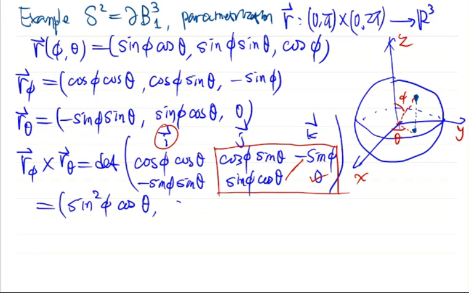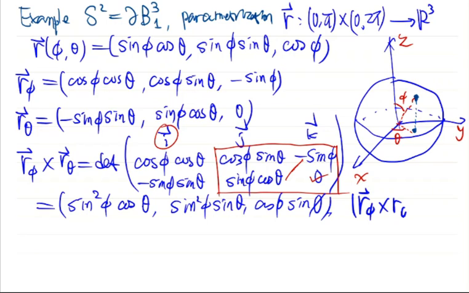The result is sine squared phi sine theta, and then finally cosine phi sine phi. Then the norm: using the components of the cross product, you will see that the norm of r_phi cross r_theta is precisely sine phi.